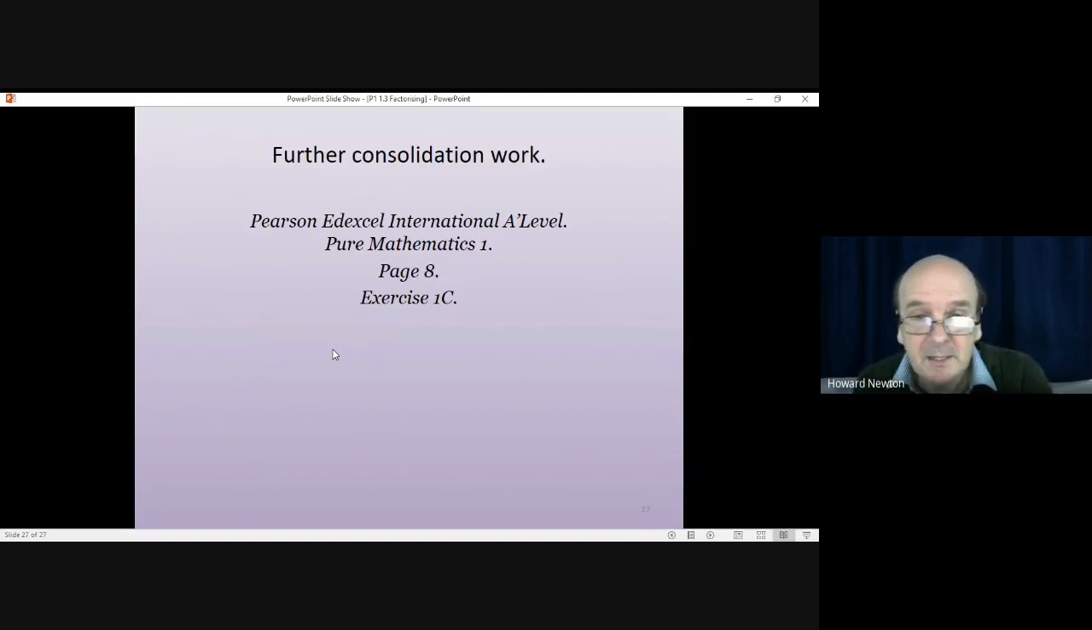That gets us to the end of the lesson. Go to page 8, exercise 1C.